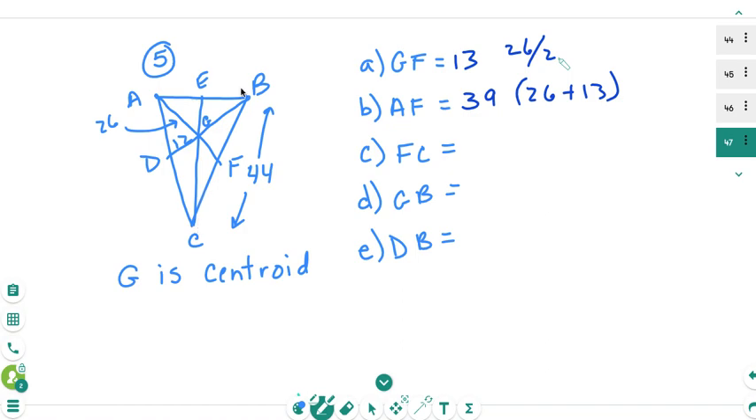If we're looking for FC, FC is going to be 22, because remember that the median bisects the opposite side. So that's going to be 22, and we found that by doing 44 divided by 2. GB, we're given the small side, so we need to just simply double that, and that will give us GB, which is going to be 24. And then DB would be adding them together, which would be 36.